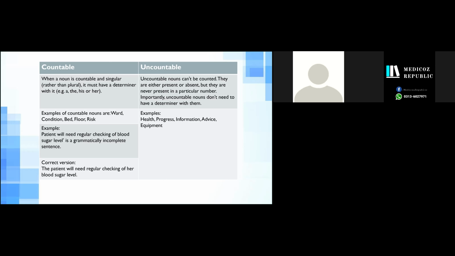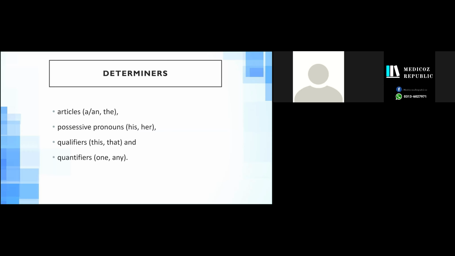Okay, so determiners. There are four types of determiners that are usually used with nouns. First of them is the article. This can be a, an, and the. These articles are the most common mistakes that happen in the OET writing. They are very easy to use once you practice them and know where to use them, but they are also the most common things that are missed. So we are going to discuss this in detail further as well.